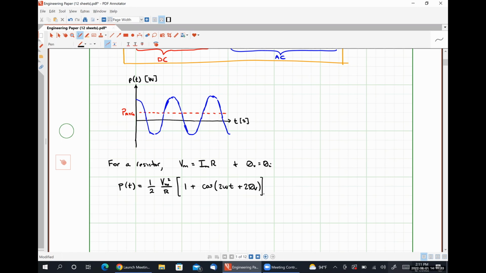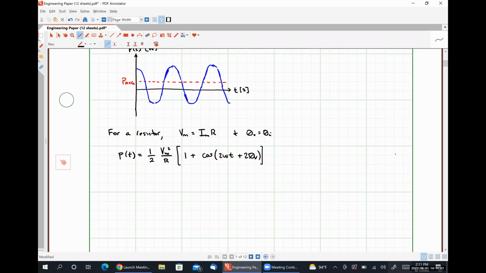In this form, we're able to express the instantaneous power absorbed by a resistor only in terms of the voltage. So we only need to know the magnitude of the voltage across the resistor and the phase angle of the voltage across the resistor. We could just as easily express everything in terms of the current, which would look like 1/2 Im squared times R multiplied by a factor of 1 plus cosine twice omega t plus twice theta I.